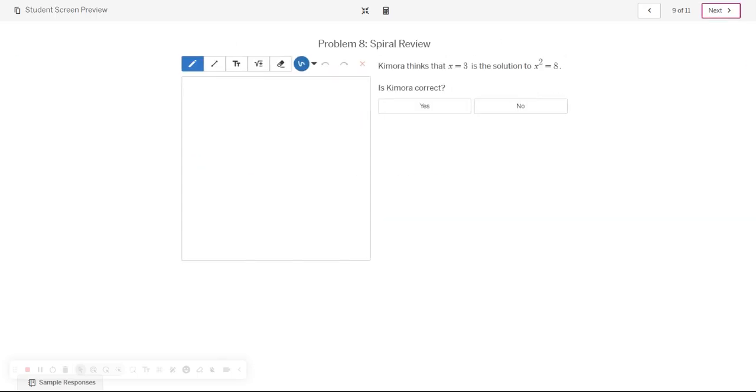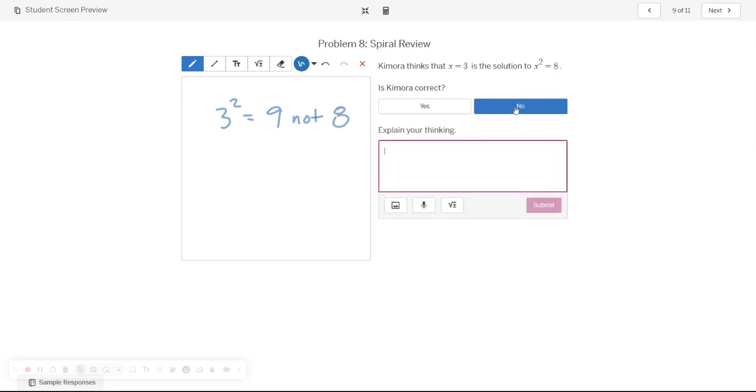She thinks that x equals 3. Well, 3 squared, 3 times 3 is 9, not 8. So wrong.